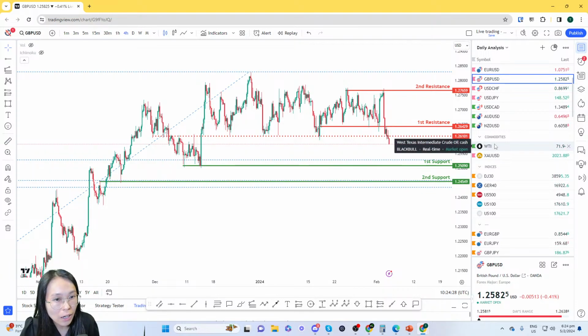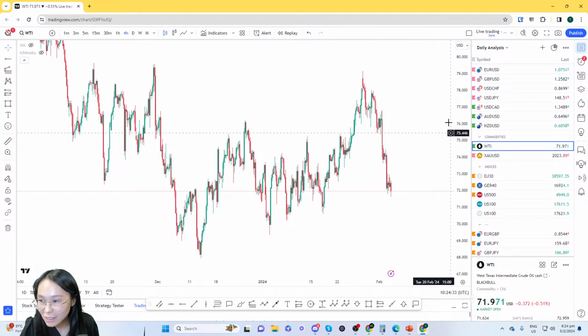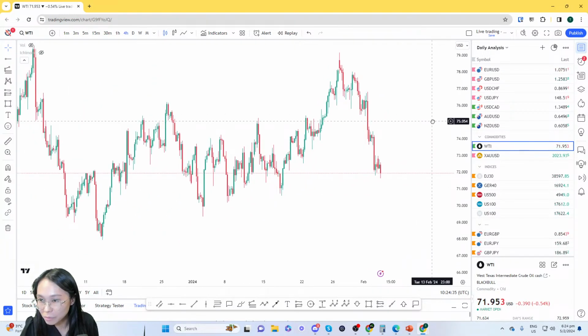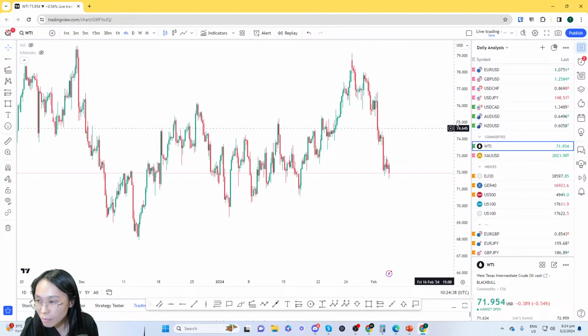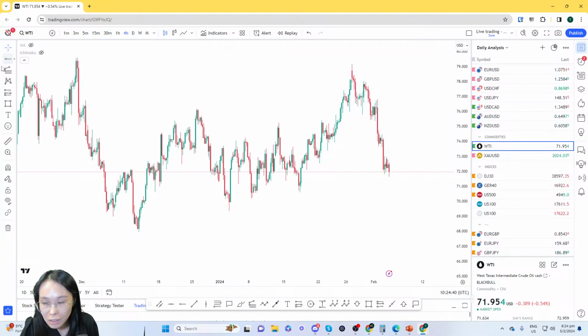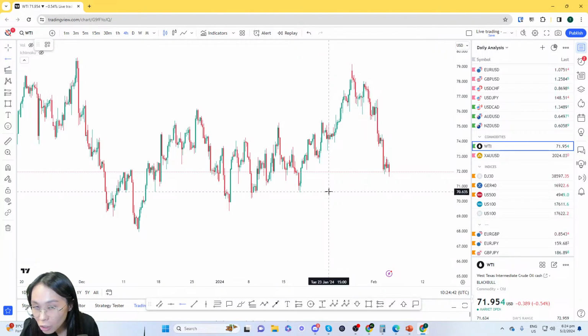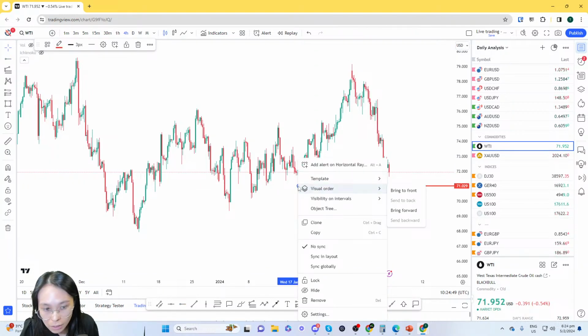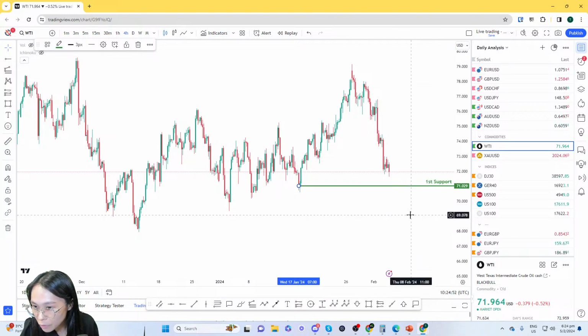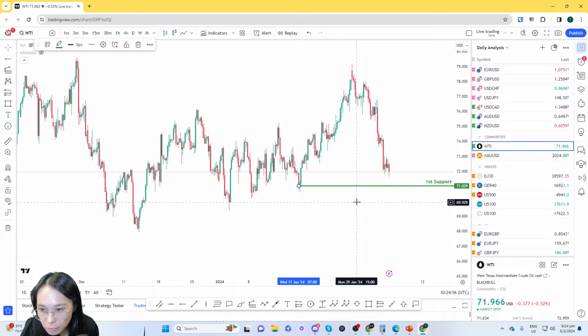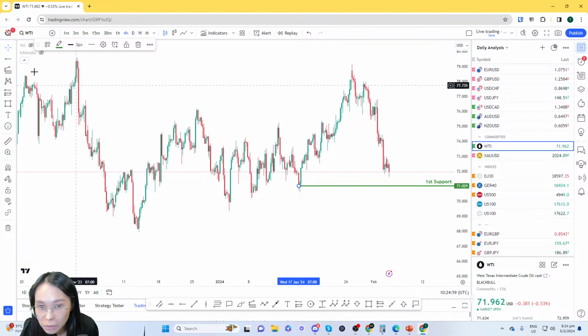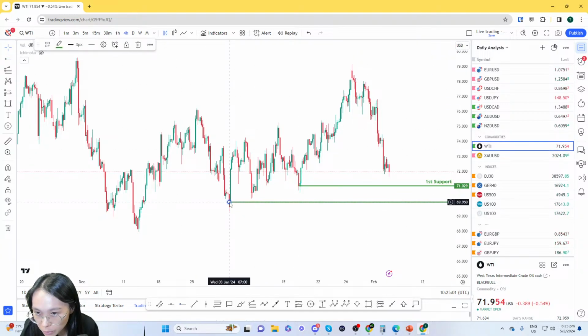Let's take a look at... Are you guys interested in oil? Okay, you can take a look at oil. For oil, I'm looking at the WTI chart. So this will be my first support, $71. Second support right here.